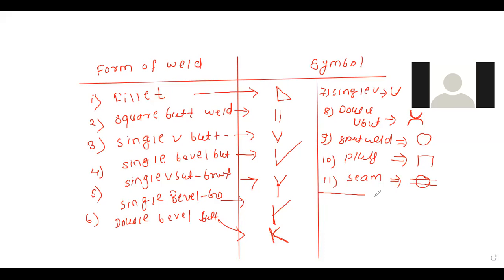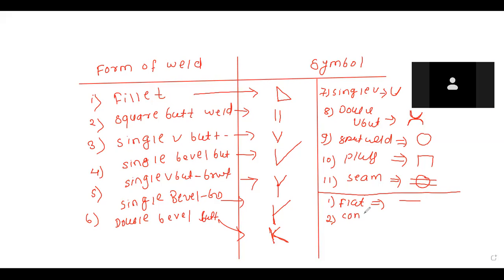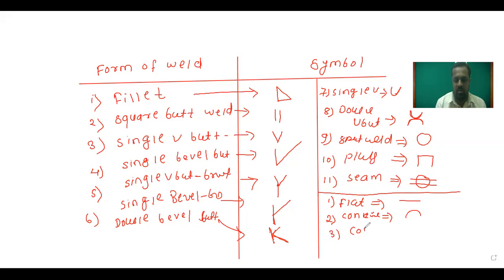The next symbol is the supplementary symbol. Then for the flat, what is the symbol for the flat? A straight horizontal line. Then next, the concave and convex. So this is the concave, and for the convex, it will be like this.